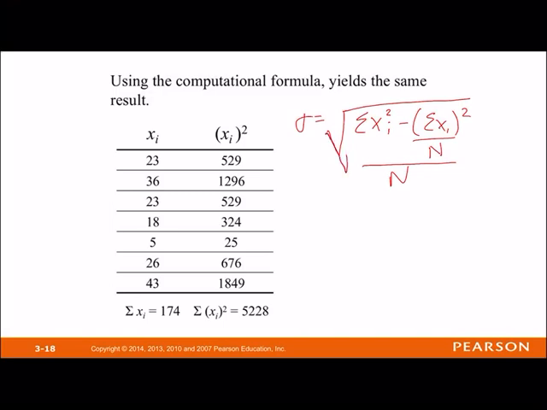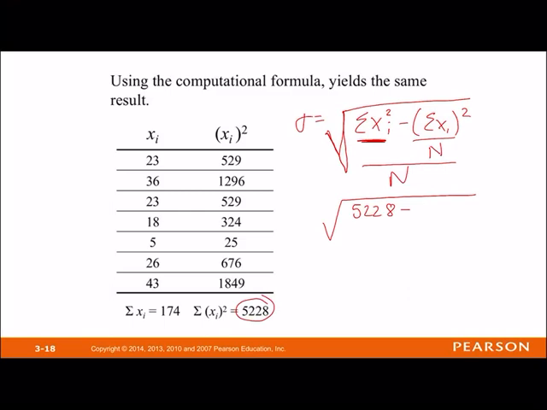So this should really come down a little bit further. Okay, so again, the sum of your x's squared is this. So I'm going to take out that first part that I underlined there, and I'm putting in 5,288, bringing down that minus sign.